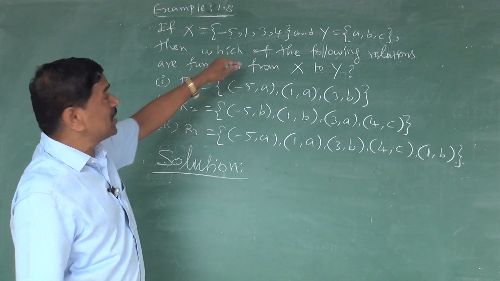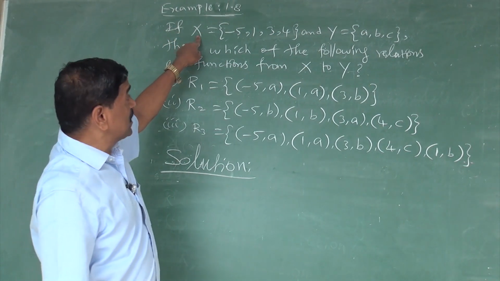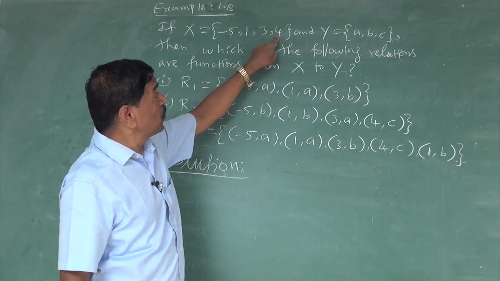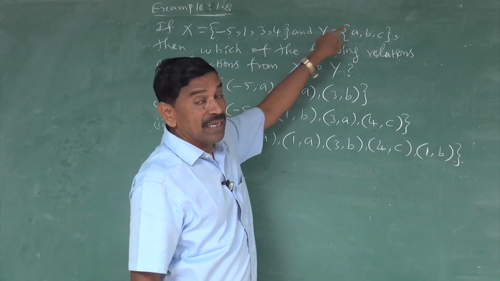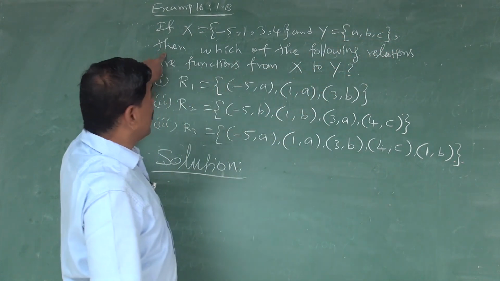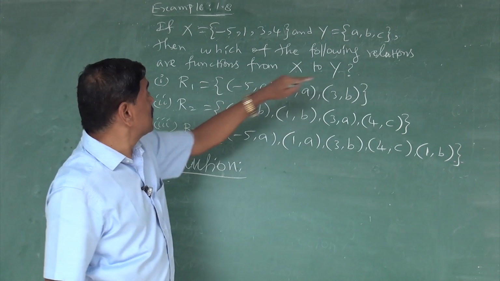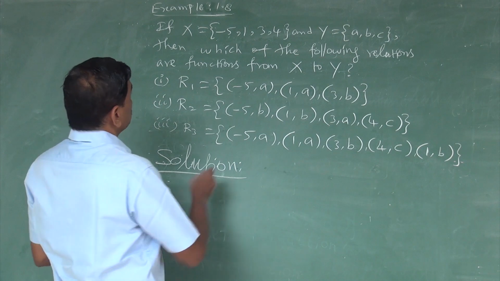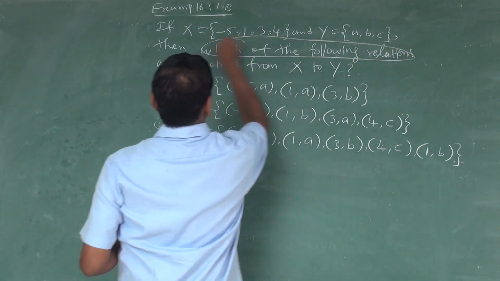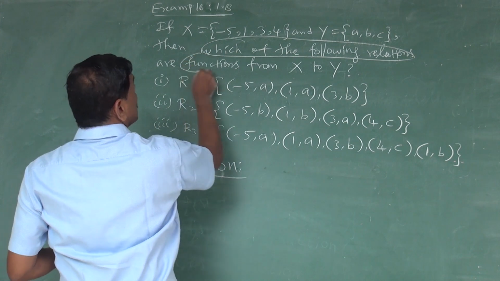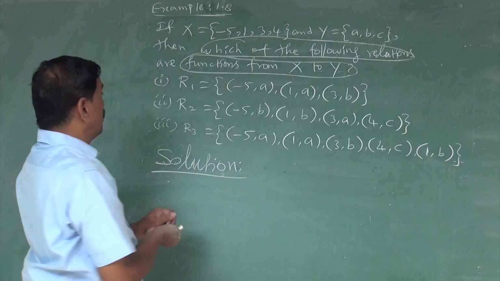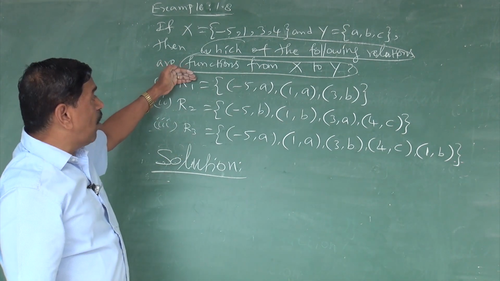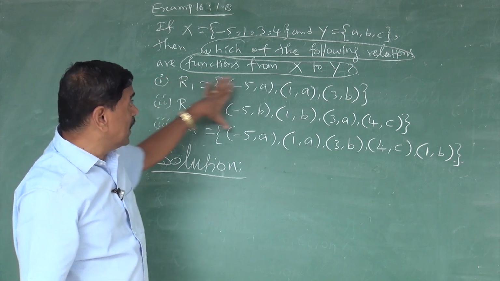Next, example 1.8. If x is a set which can take the values minus 5 comma 1 comma 3 comma 4, and y is a set which has the elements a comma b comma c, then which of the following relations are functions from x to y? There are 3 relations given, say R1, R2, R3.